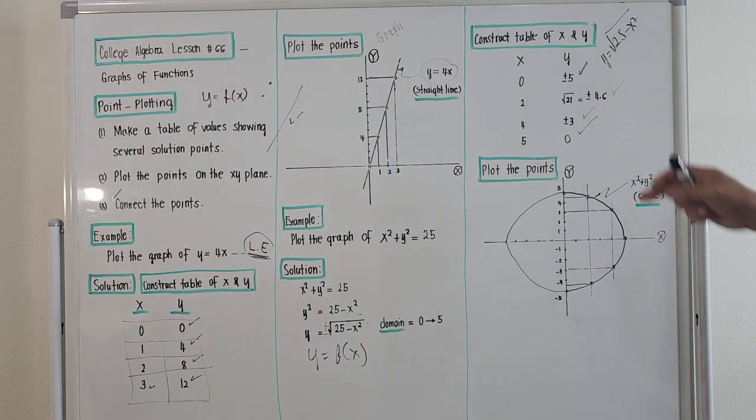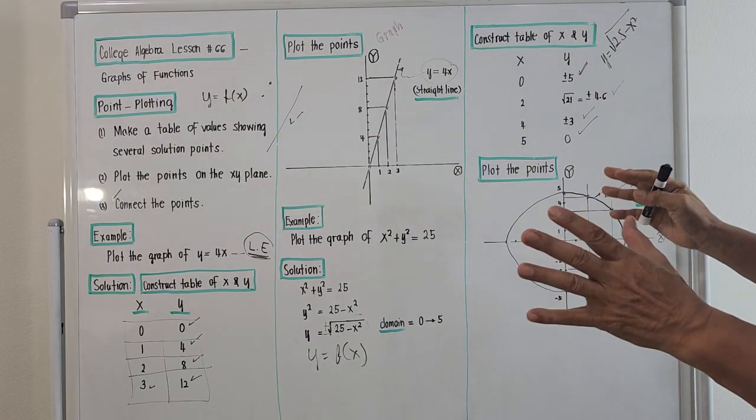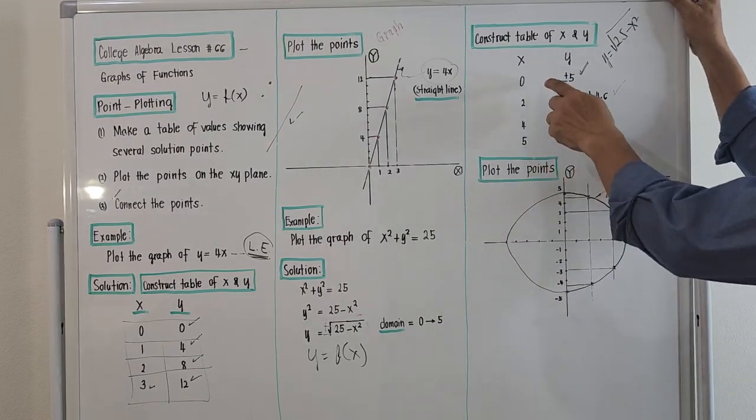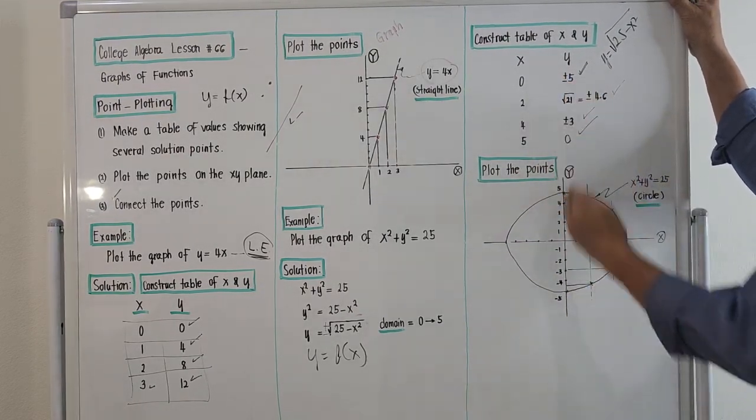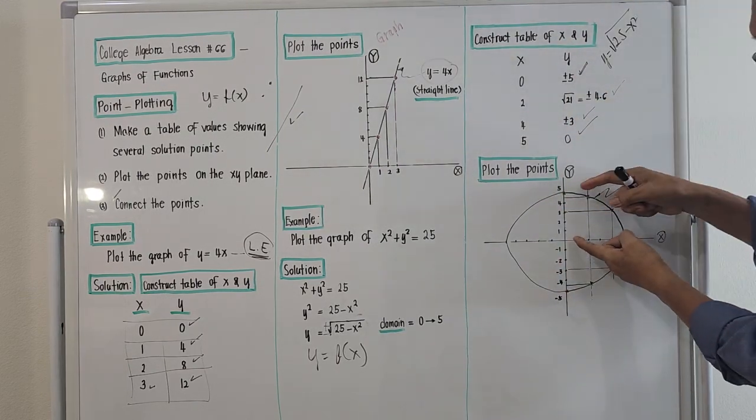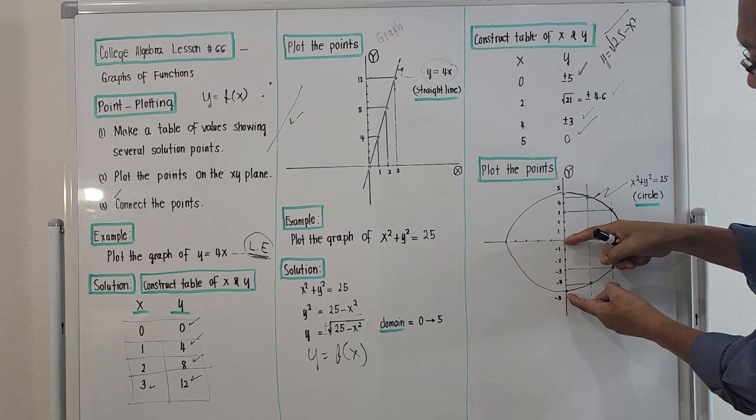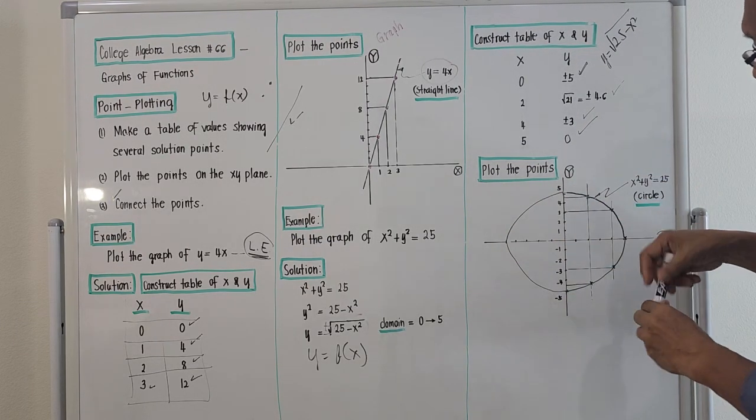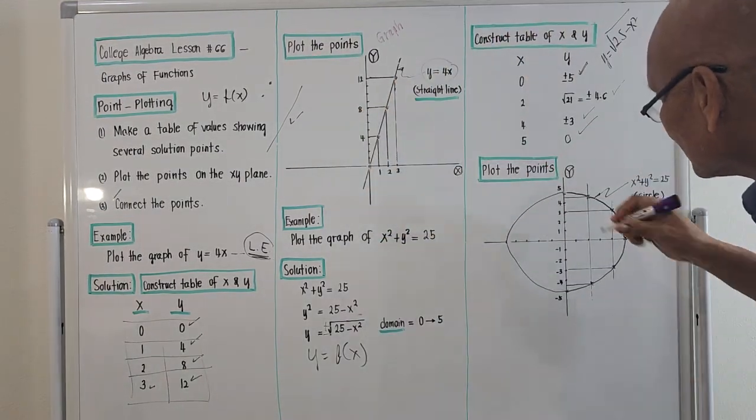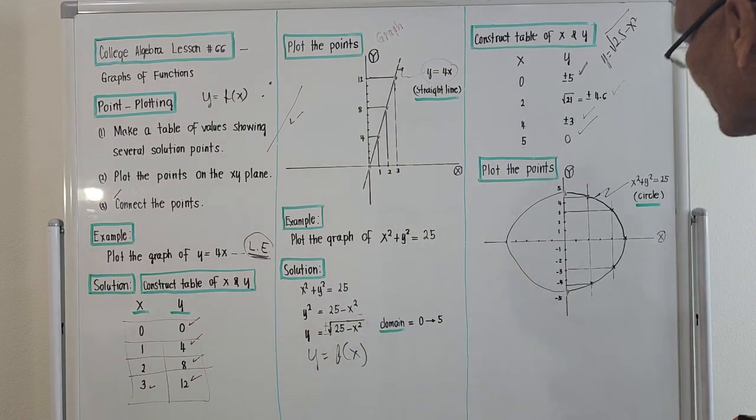Actually, this is more than good enough now to be plotted, so we could determine the shape of the graph. Okay, let's try to plot the first point. When x is 0, y is either plus or minus 5. This is plus 5, this is minus 5. So the first 2 points are actually this one here. It is this.